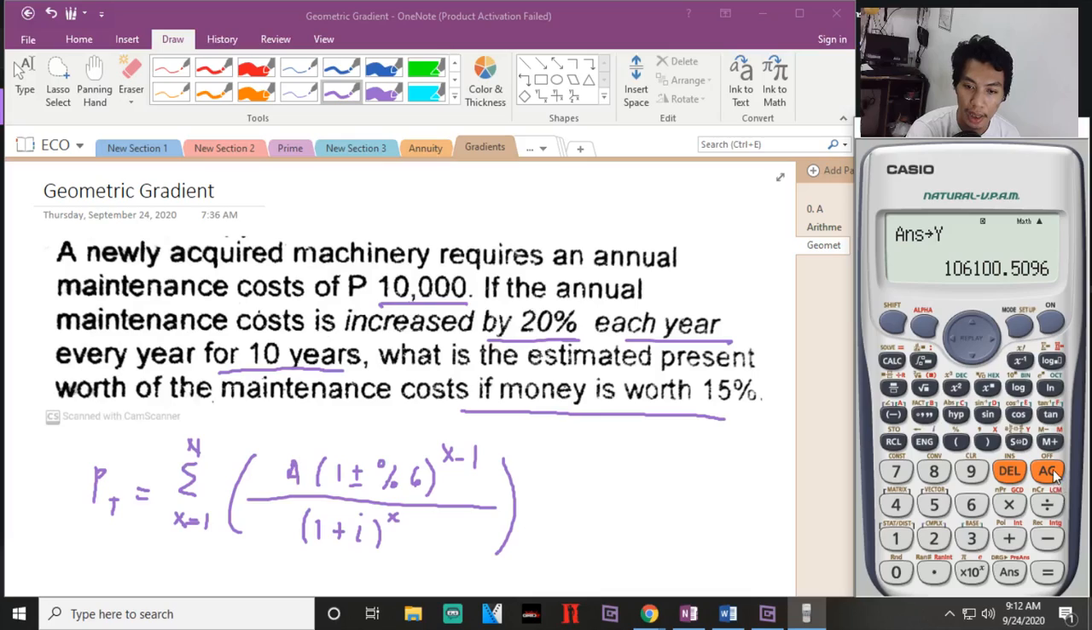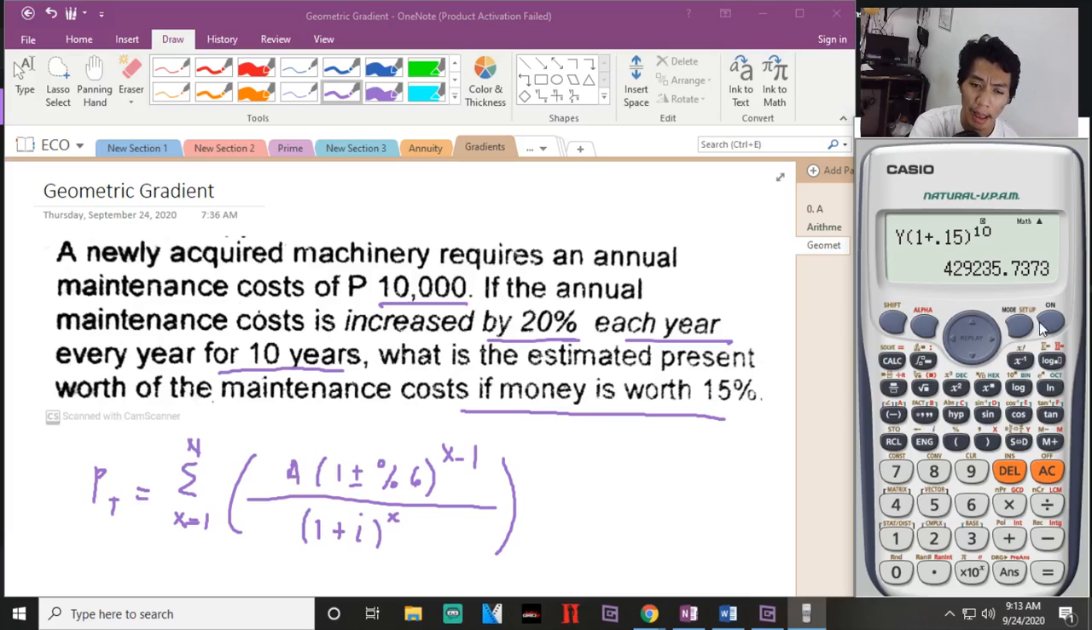y. Hanapin natin yung future worth. So, the future worth is alpha y, 1 plus the interest rate 0.15 in 10 years. Now, the future value is 429,235.74 pesos. Okay? That is the future worth of the gradient.